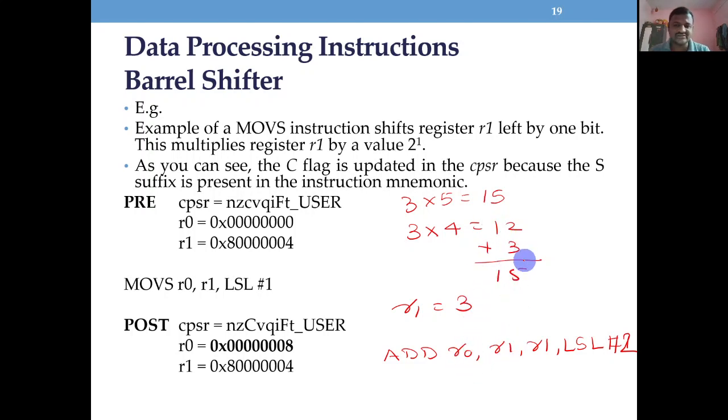I hope you got how to use multiplication by a number which is not a power of 2. 5 is not a power of 2. Even 3 also is not a power of 2. The same thing we can perform for 3 into 6 also. 3 into 6, which is 18. How can we perform this one?